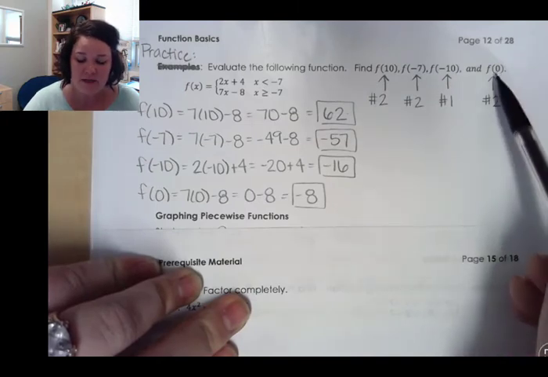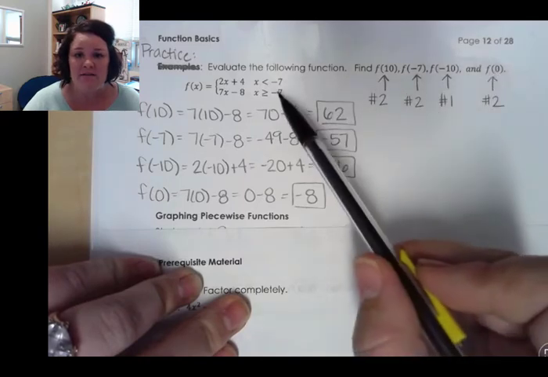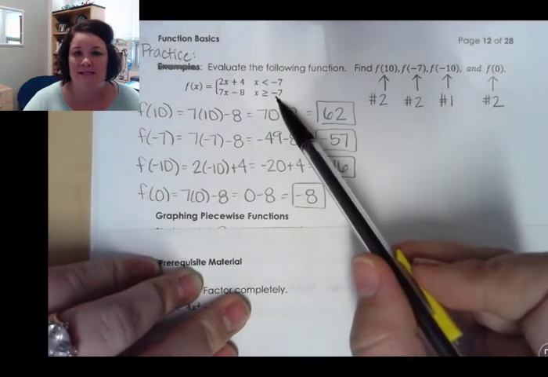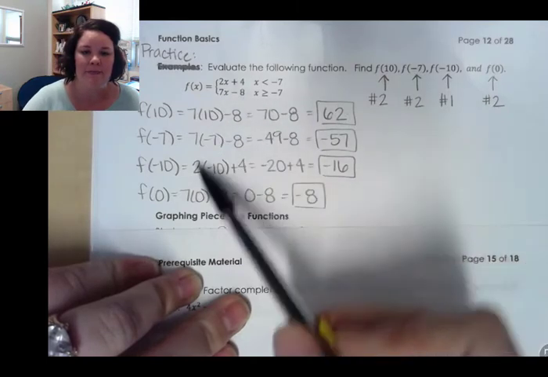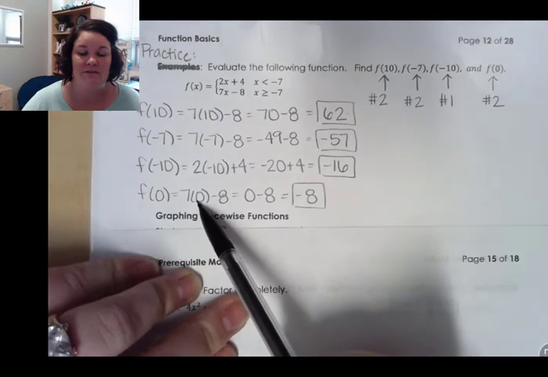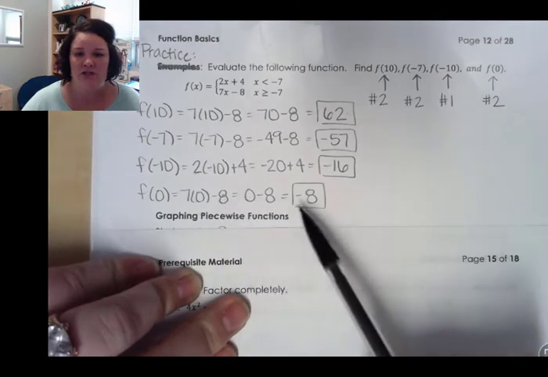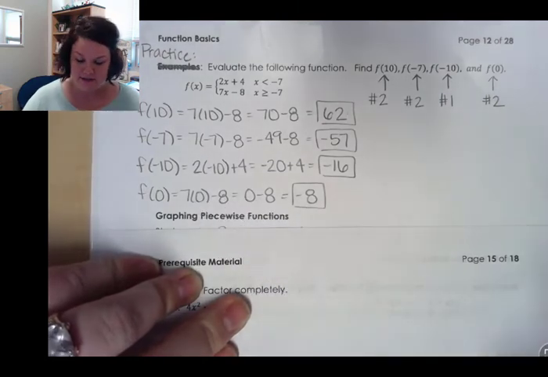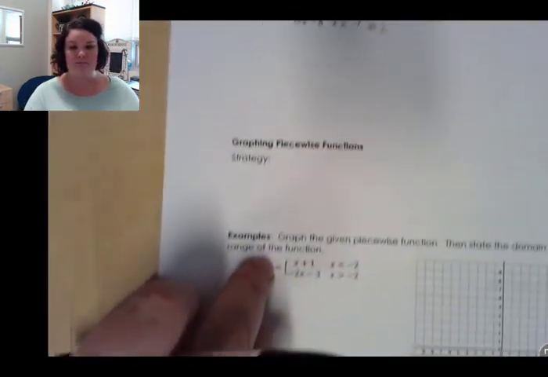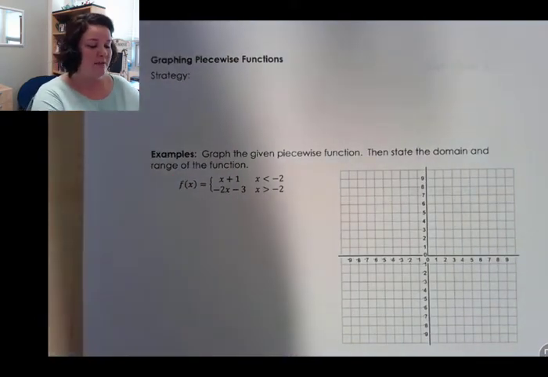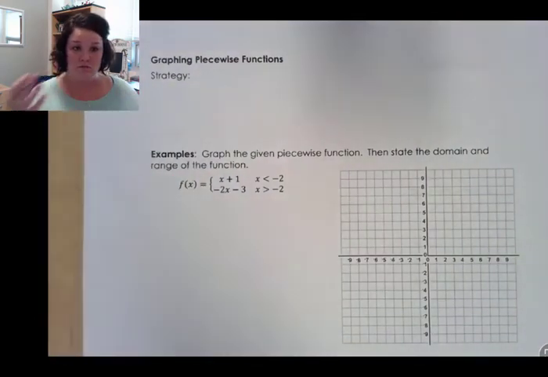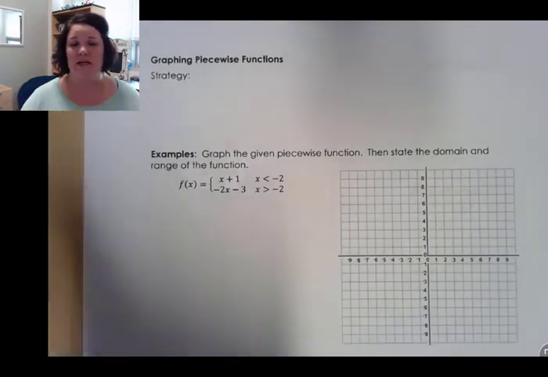And then my last one is f of 0. 0 happens to be larger than -7, so I am going to plug it into the second piece, which says to do 7 times my input minus 8. So I'm going to do 7 times my input of 0 minus 8, which leaves me with just -8. Okay, so when we're evaluating piecewise functions, all we do is determine, based on the stipulation, which piece our value corresponds to, and then plug it in accordingly.